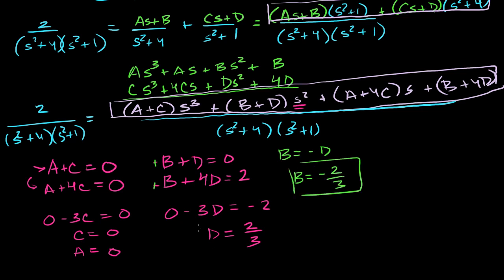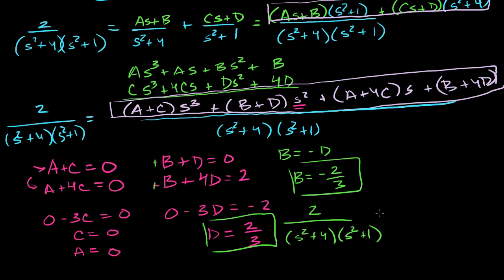Let's remember all of this and go back to our original problem. So let me just be clear. So we can rewrite 2 over s squared plus 4 times s squared plus 1. We can rewrite this as, well, a is 0, b is minus 2/3. So this is equal to minus 2/3 over s squared plus 4. And then c is 0. We figured that out. And then d is 2/3. So plus 2/3 over s squared plus 1.